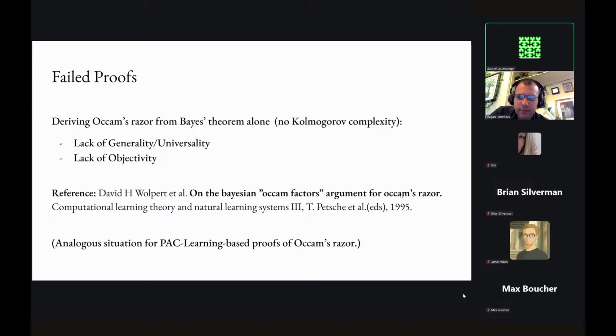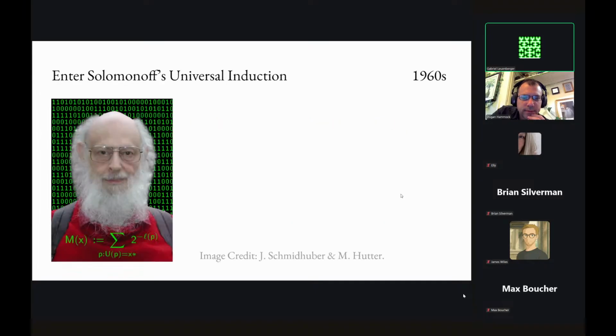And shall I continue? I have a question on this slide. What is PAC learning? Probably approximately correct learning. I see. That's a small subfield of the field of machine learning. And they also have these Occam's razor arguments. Okay.